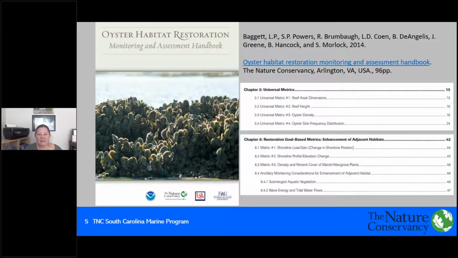And I like to say that the reef is like the icing on the cupcake, but the marsh is really the cake. And our marshes are vital to the future of coastal living, and the oyster reefs help to create a healthy, resilient edge to support them from boat wakes, wind waves, and sea level rise.